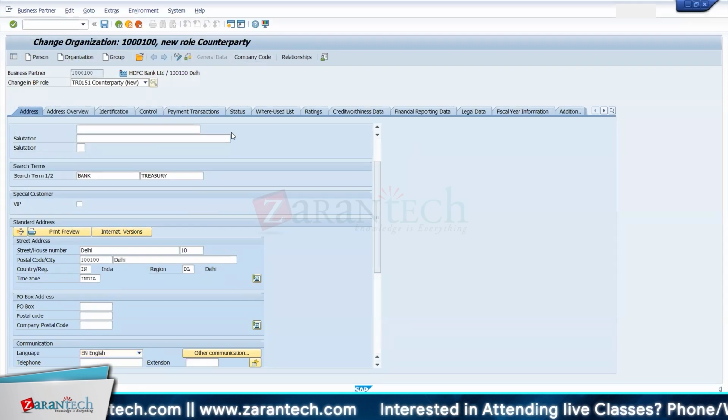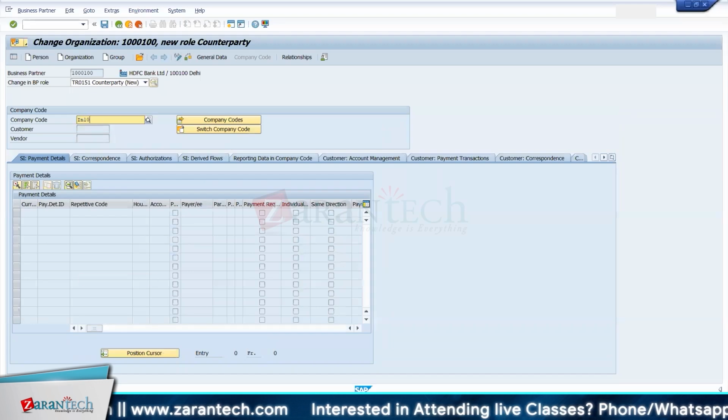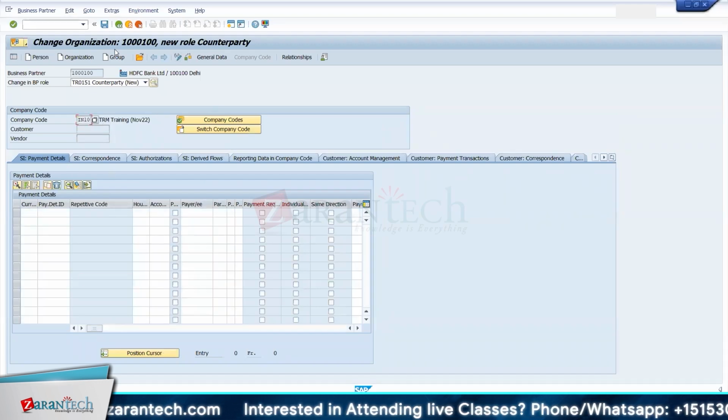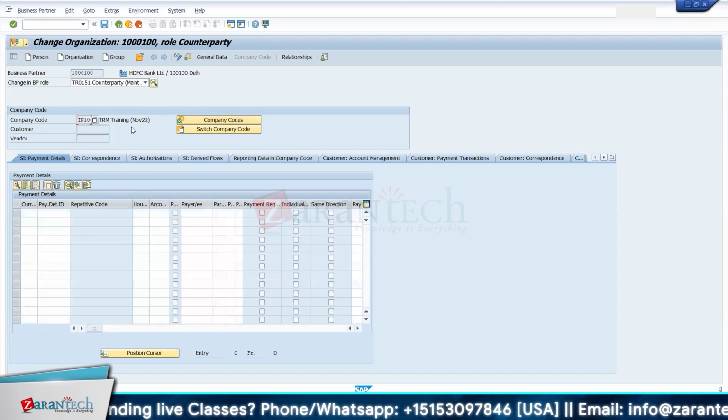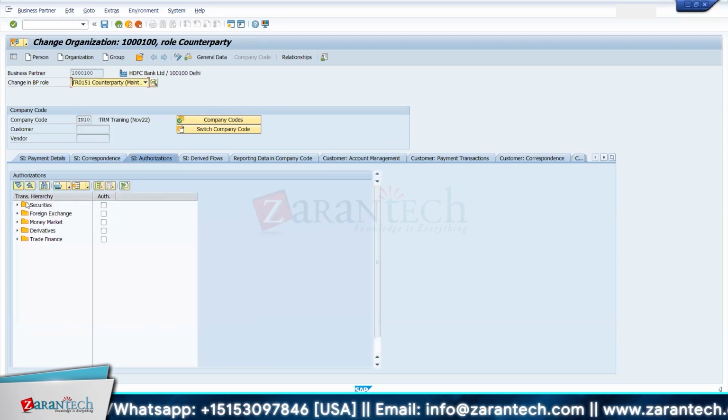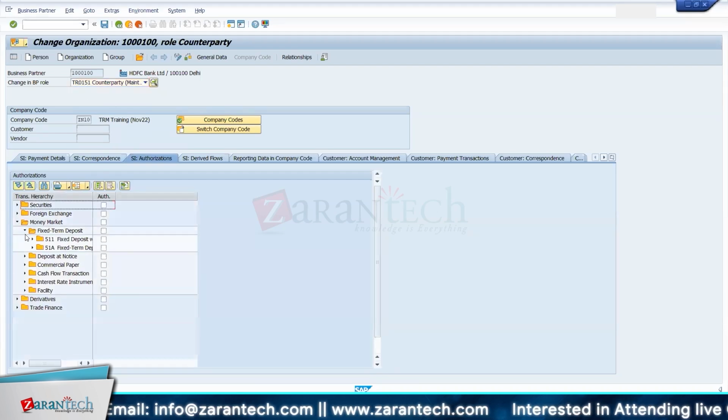Okay, and then I will go to the company code, and here I will maintain IN10. So when I extend the counterparty role to my company code, the most important part is that when I extend this, there are two important aspects: one is the maintenance of payment details, and second, the authorization of your transaction manager.